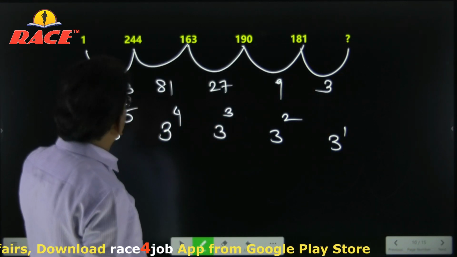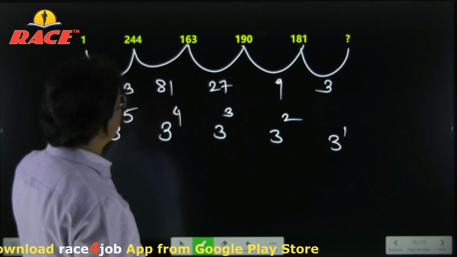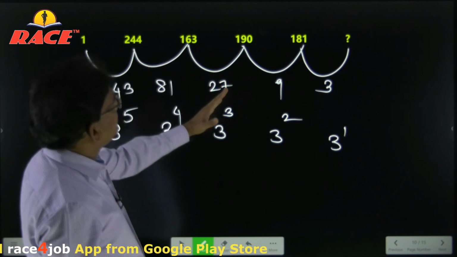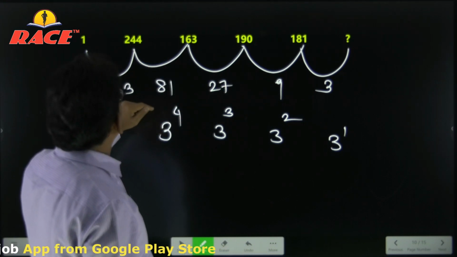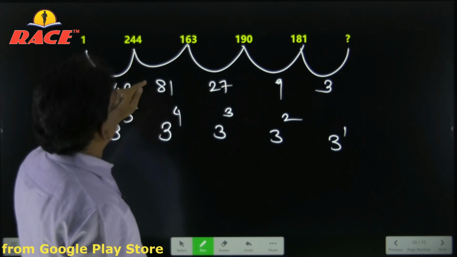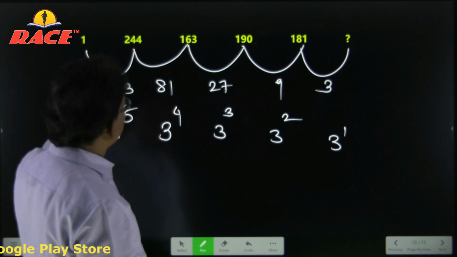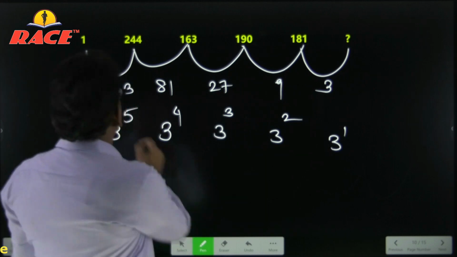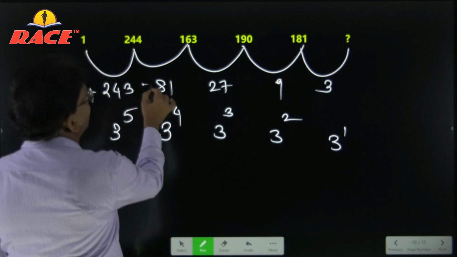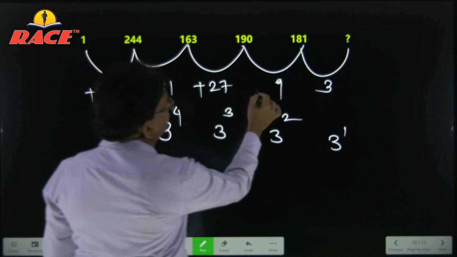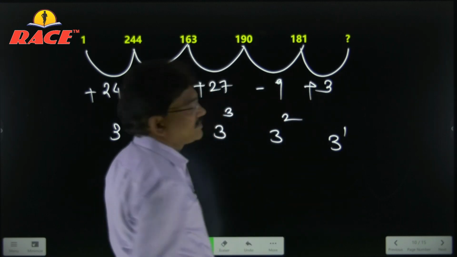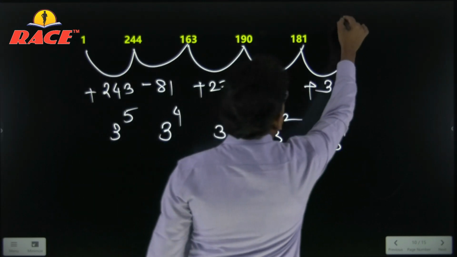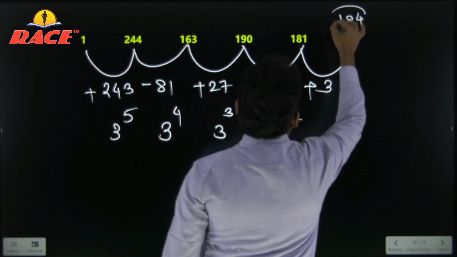Difference is 243 increased, 3 to the power 5 increased, plus 3 to the power 4, plus 3 to the, minus. Okay? Yes. Then decreased, increased. One time is increasing, one time is decreasing. This is plus, this is minus, this is plus, this is minus. Next one should be plus. If it is plus, 184 is the missing number.